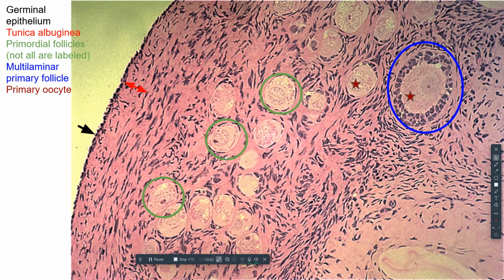Primordial follicles, as always, consist of a primary oocyte and a single layer of supporting cells. I also see another primary follicle. So again, here's the oocyte, here's its nucleus, and of course it's a primary oocyte. And then these are the supporting cells around it.